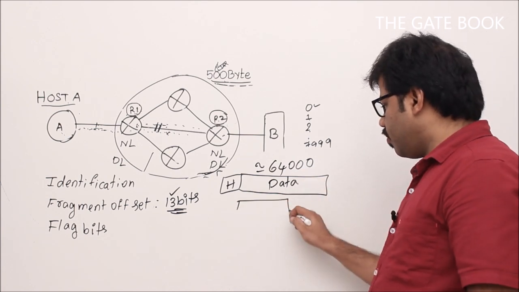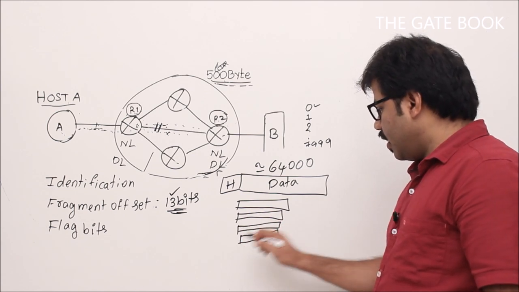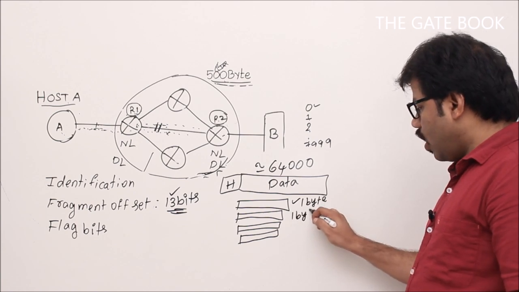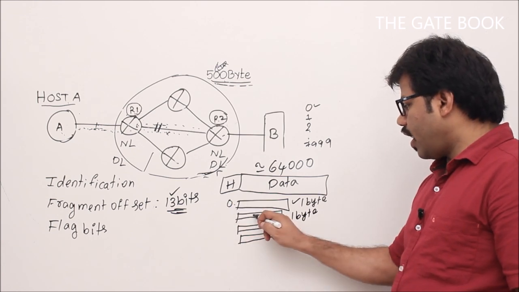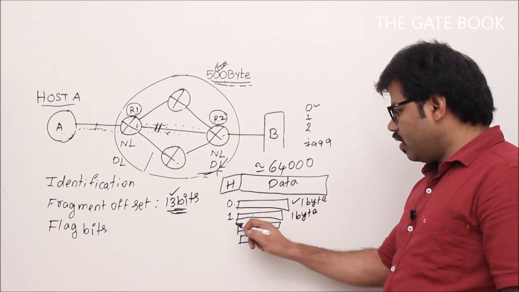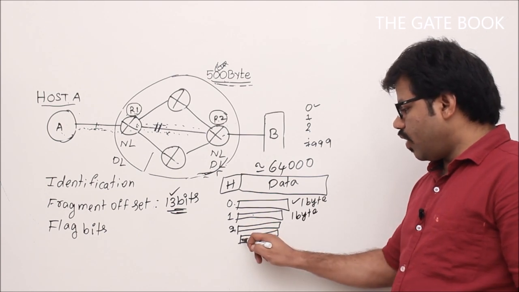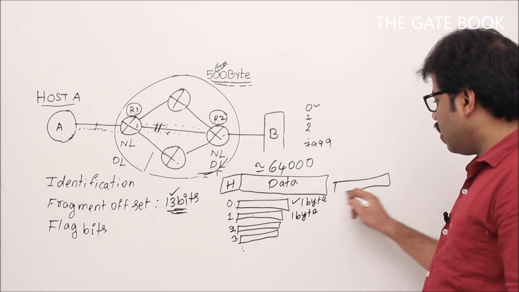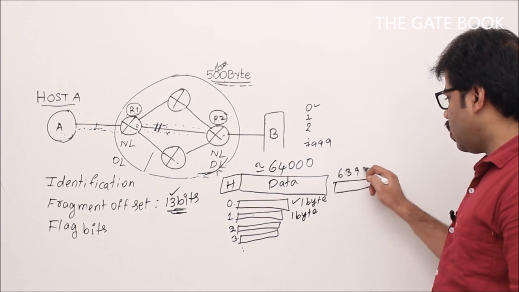Then see the problem. You are doing the fragmentation, and each fragment has a very small size, 1 byte. If you allow it, we'll see what is going to happen. What is the fragment offset for this one? 0, because it's the first byte. Now each fragment has only 1 byte, so your next fragment offset will be 2. Correct? This is the second byte, the starting byte. What is the starting byte in this fragment? 3. In that way, the last fragment offset will be 64,000 minus 1, that means 63,999.